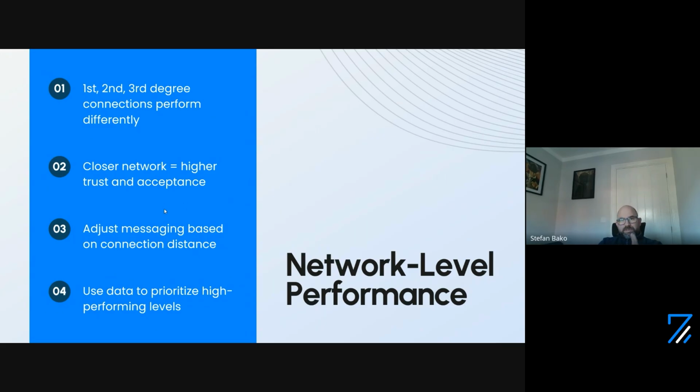Network levels performance. I always talk about this in all my onboardings. So it's a very important layer. LinkedIn is not a cold channel, so it's a trust-based network. People are more likely to respond if they are closer to your network. So second-degree connections will usually outperform third-degree connections. This means you should not treat all leads the same. You adapt your approach based on how warm the connection is.